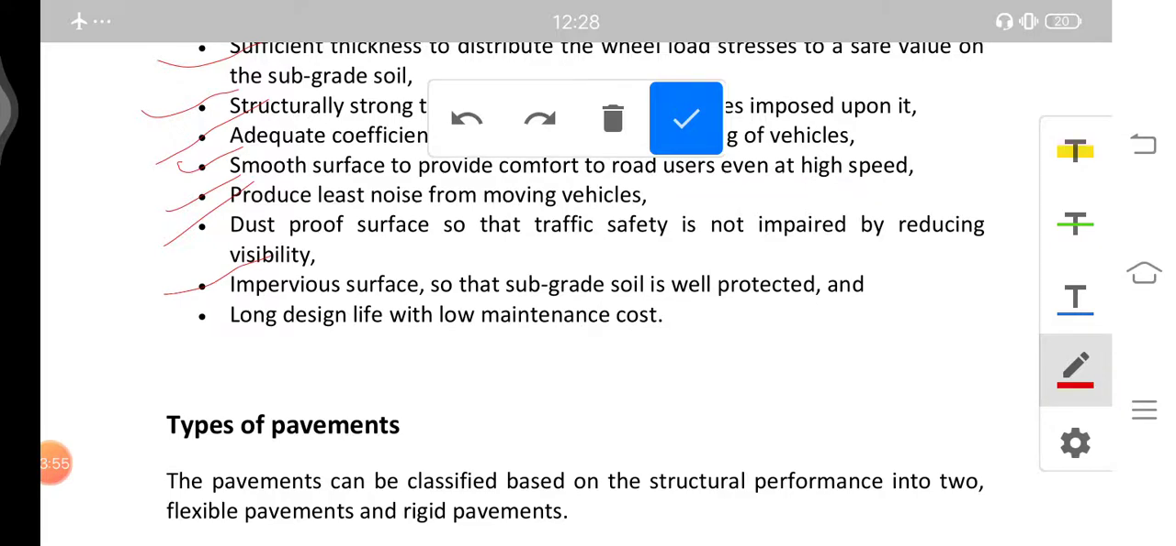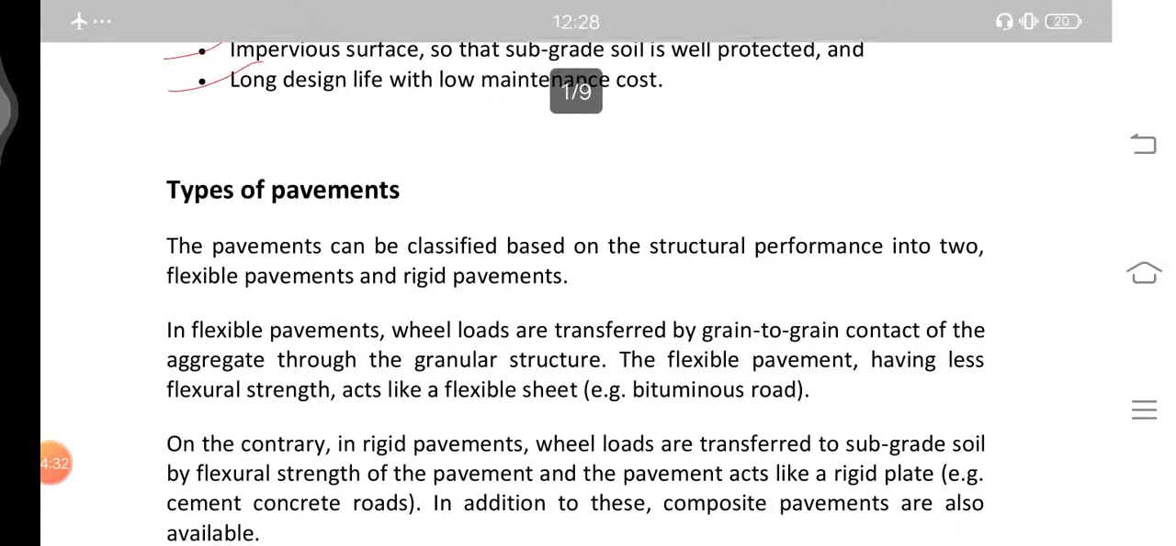Next is, the surface should be impervious so that the subgrade soil is well protected, and being impervious, any type of seepage will be prevented, and thus the subgrade won't have some kind of direct seepage from the surface, and thus it will be well protected. Long design life with low maintenance cost: it should have a long design life and minimum maintenance cost.